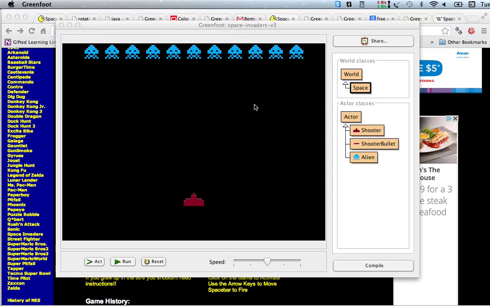Okay, so now we have a more general way of setting up our spacing for our aliens, and next let's figure out how to shoot these guys.